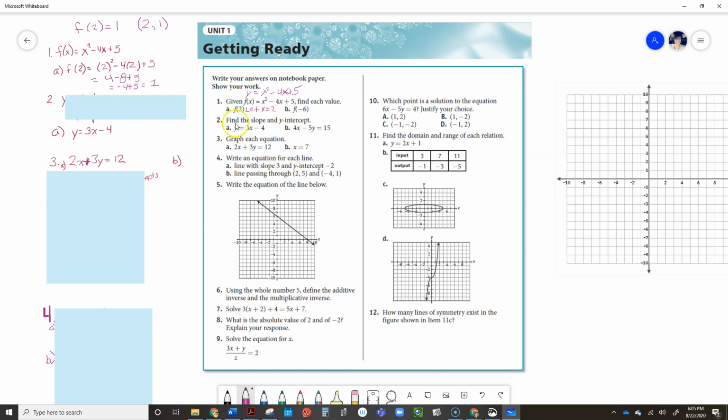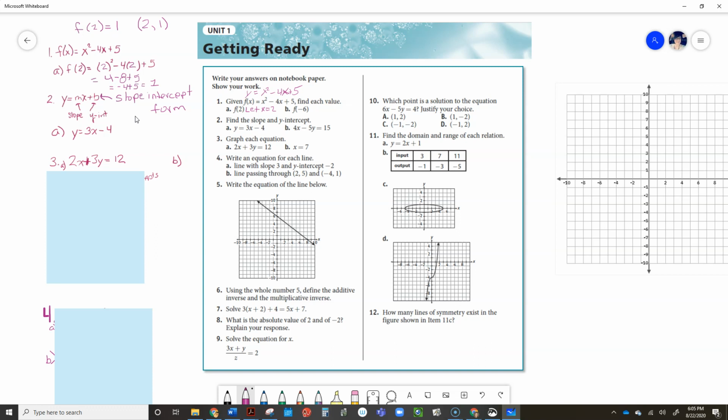Number 2 says find the slope and the y-intercept. Okay, well, you've got to remember a couple of things from Algebra 1. First of all, y equals mx plus b is the slope-intercept form of a linear equation. That's the name of this form right here. Why is it called the slope-intercept form? Because the m and the b give you those two pieces of information. The m tells you the slope of that line, and the b tells you the y-intercept.